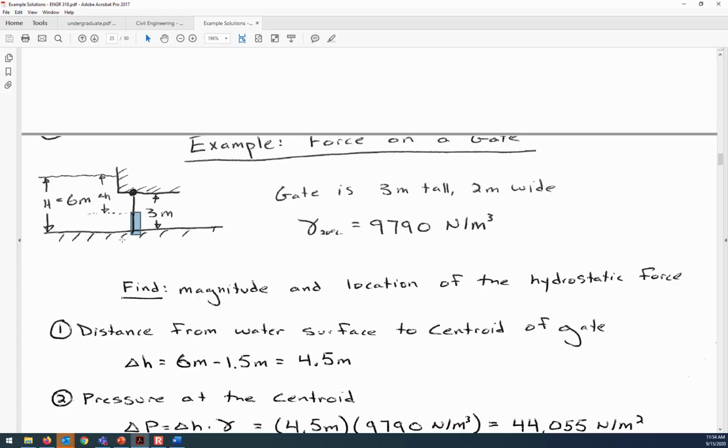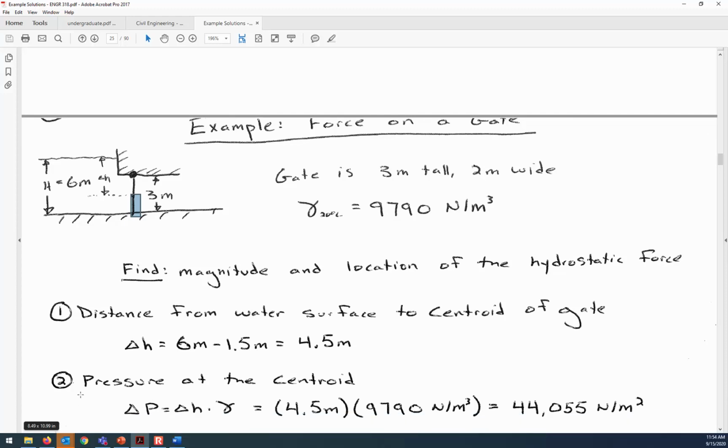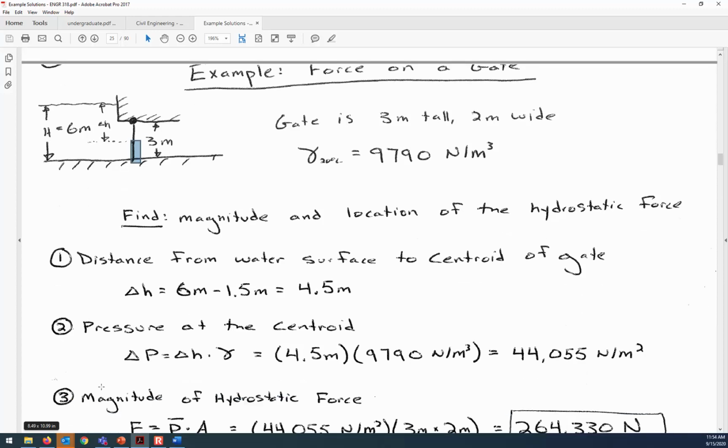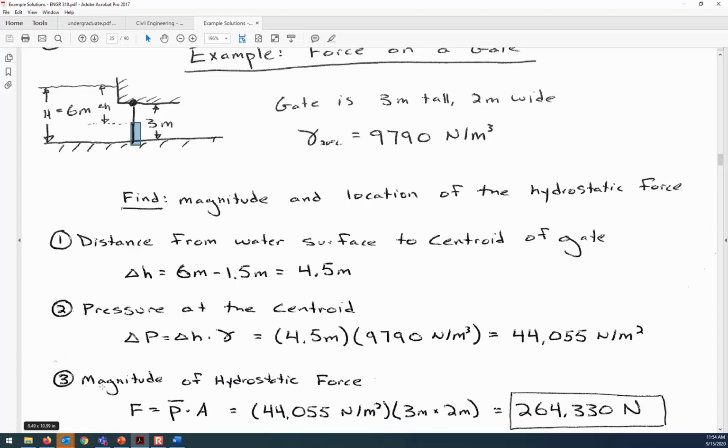All right, so that gives us delta H. The pressure at the centroid, you can see I've just multiplied delta H by gamma. So that gives us 44,000 pascals at the centroid. And then the magnitude of the hydrostatic force is the pressure at the centroid multiplied by the area. So 264.3 kilonewtons. Okay.